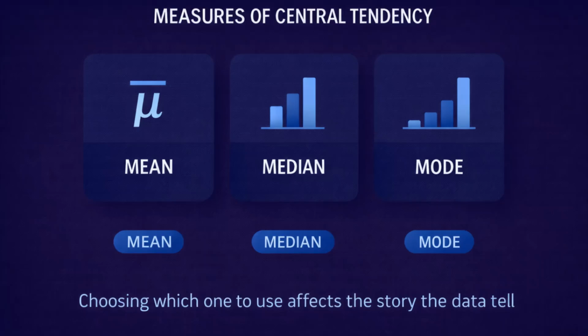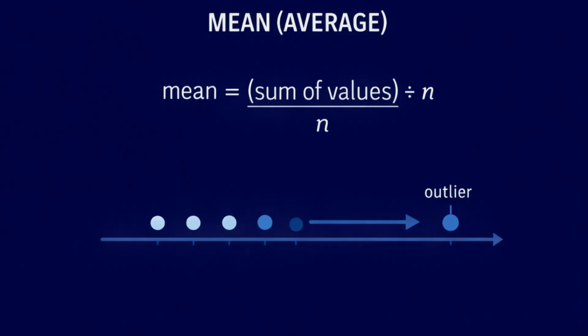Next, let's talk about how we describe data using numbers. Measures of central tendency tell us what is typical in a data set. The three most common measures are the mean, the median, and the mode. Choosing which one to use affects the story the data tell. The mean is the average. You find it by adding all the values and dividing by how many values there are. The mean is familiar and widely used, but it can be strongly affected by extreme values.